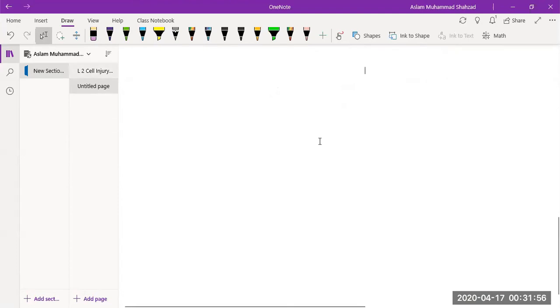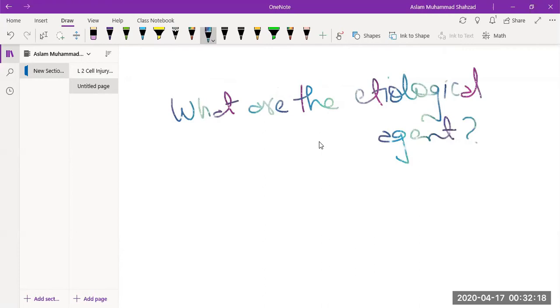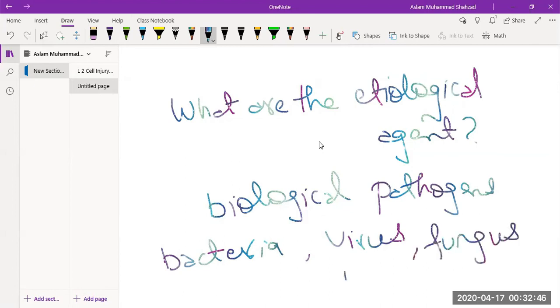Now the next question is, what are the etiological agents? According to the definition, they are all known as biological pathogens, such as bacteria and viruses. They are all known as etiological agents. It could be a fungus or parasite.